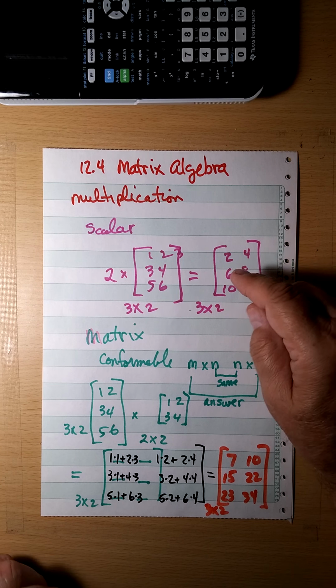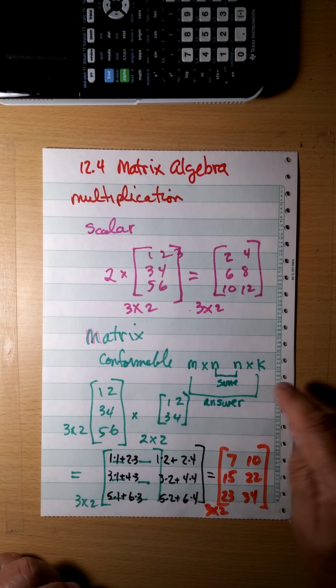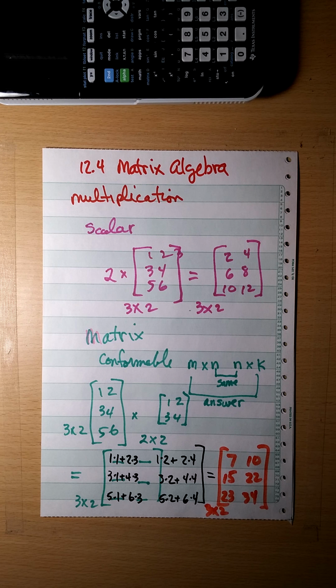So, matrix algebra, multiplication, scalar multiplication, matrix multiplication must be conformable for this to work. If the inner dimensions are not the same, you can't do anything.